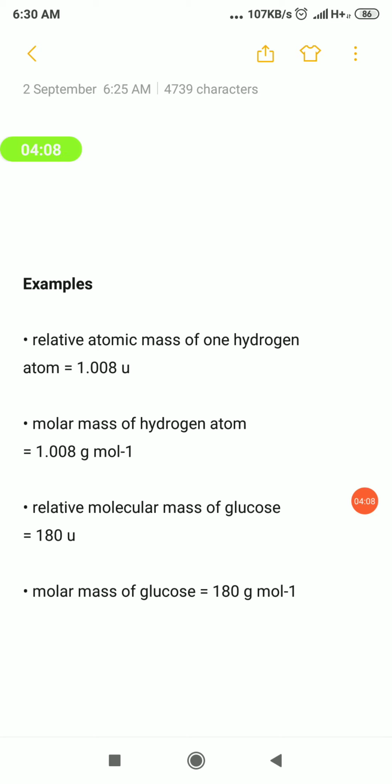Then the relative molecular mass of glucose is 180 u. u means unified atomic mass. If we write molar mass, the unit has to be changed into gram per mole. Okay, so molar mass is over.